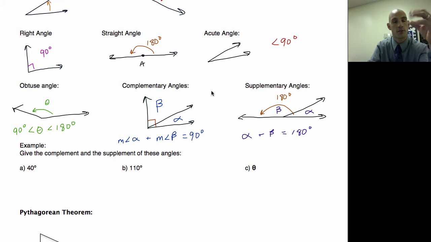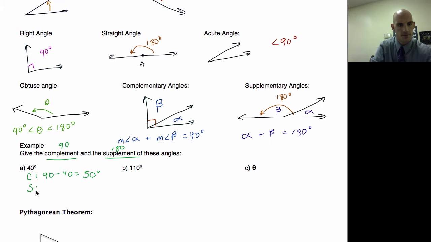Triangles are made up of three angles that add up to 180 degrees. So what I need to be able to do is I need to be able to find complements and supplements. And we understand that complement is 90 and supplement is 180. So if I have 40 degrees, I'm just going to label complement here. It's going to be 90 minus 40. My complement for 40 degrees is going to be 50 degrees. My supplement is going to be 180 minus 40, which gives me 140.